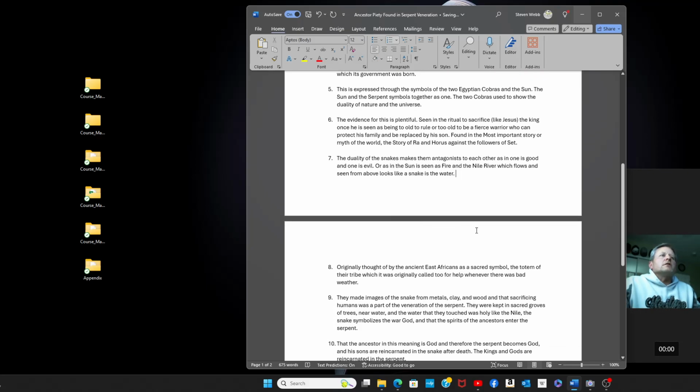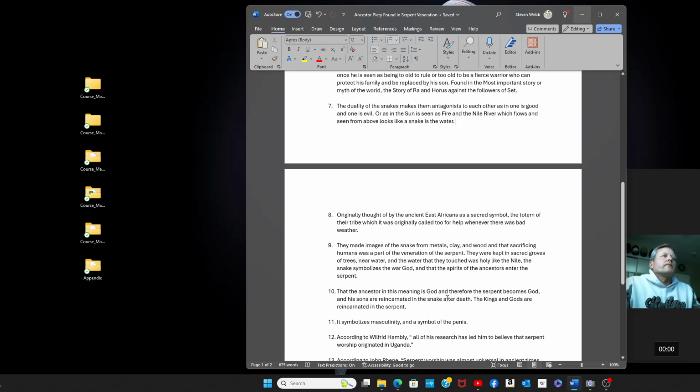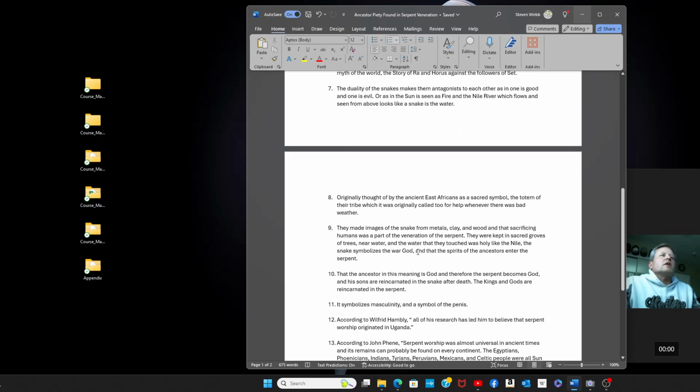Originally thought of by the ancient East Africans as a sacred symbol, the totem of their tribe, meaning the serpent was originally called or invoked for help whenever there was bad weather. They made images of the snake from metals, clay, and wood, and sacrificing humans was a part of the veneration of the serpent. They were kept in sacred groves of trees near water, and the water that they touched was holy, just like the Nile.